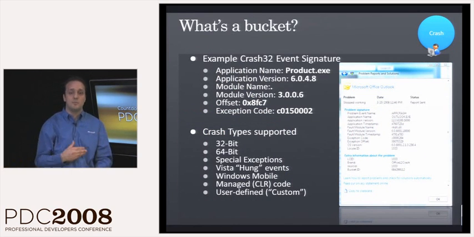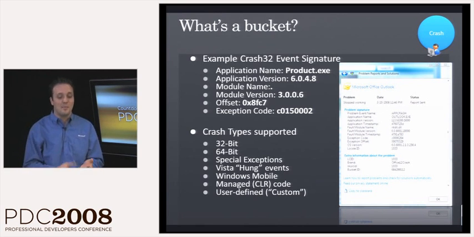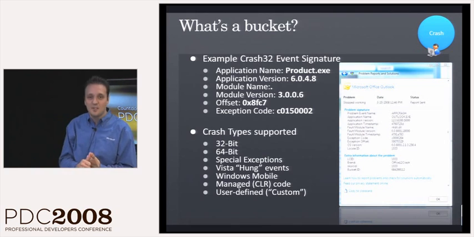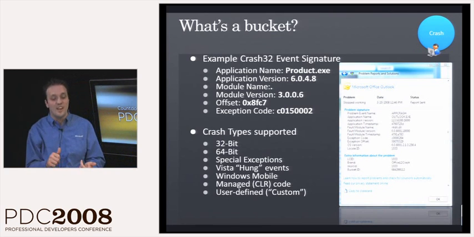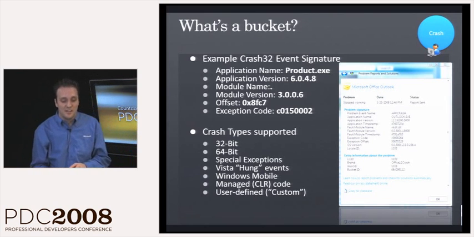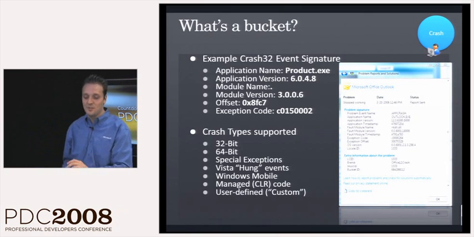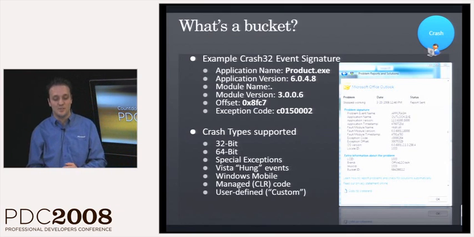So these parameters I've been mentioning, we often refer to them as a bucket. Well, what is a bucket? It's essentially composed of 6 different parameters: application name, application version, module name, module version, the code offset where the error occurred, and the exception code that's thrown by the OS. I've taken a screenshot of one that you can see in Vista. I noticed on my slide the module name is empty, but if you look over in the screenshot, you can see where the module name is populated.